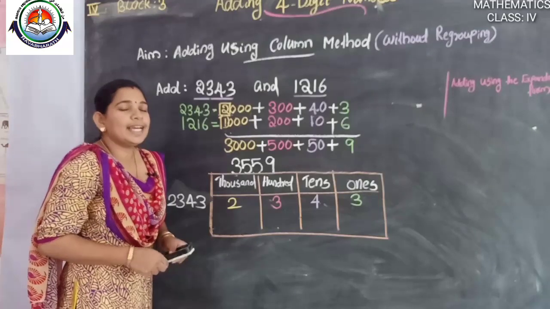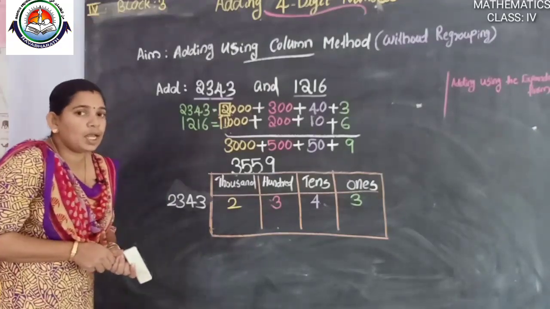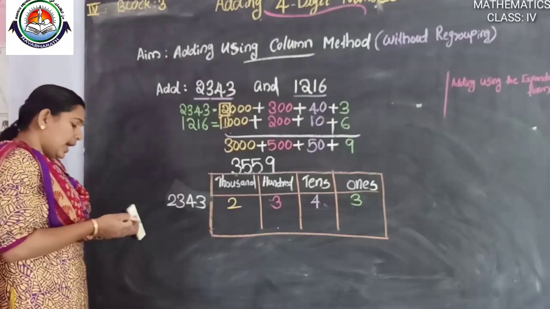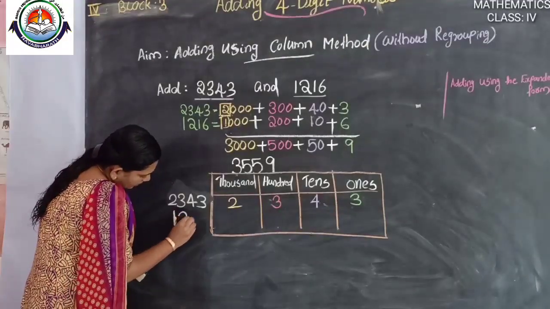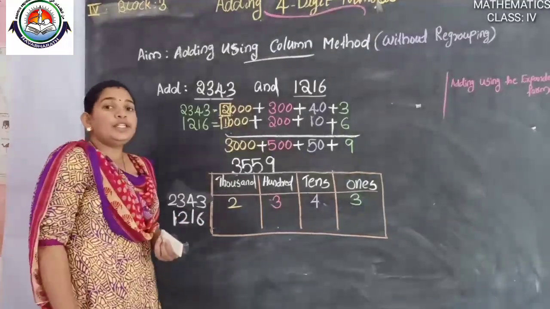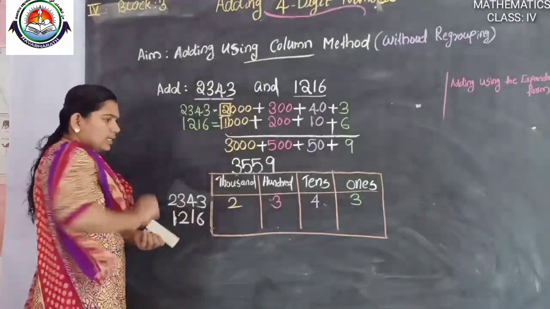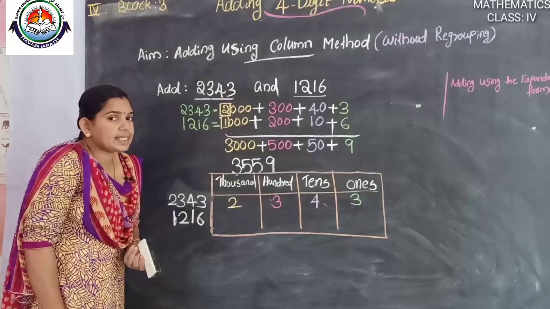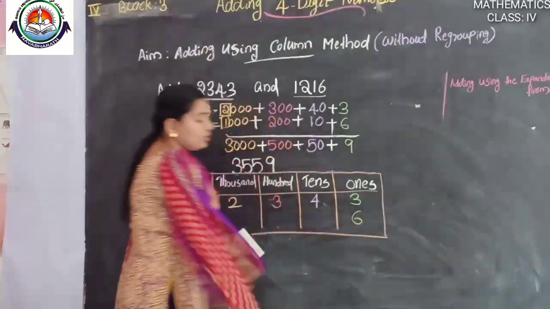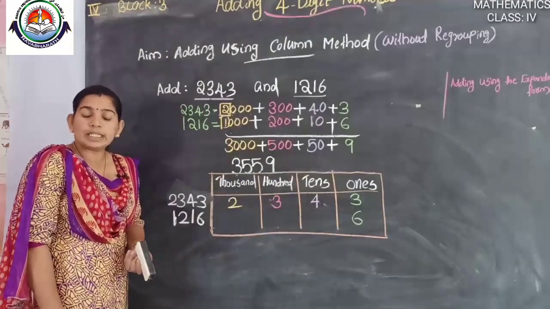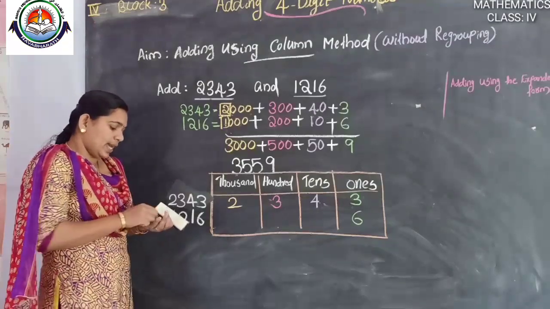Then what do we want next? Yes, we want to paste the second number. What is the second number? 1216. Then 6, where do we place 6? Ones place is 6. Are you pasting 6 in the ones place? Then tens place, which number do we want to paste? 1. Okay.